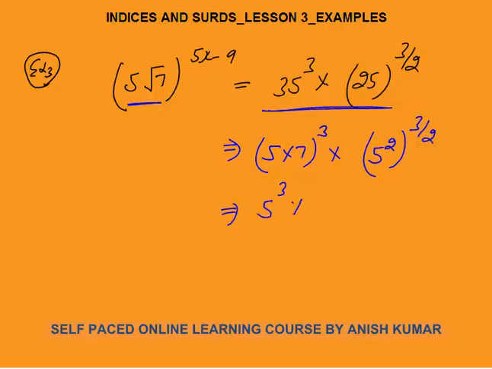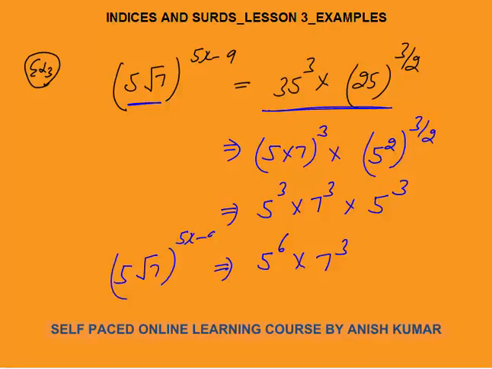This becomes 5 power 3, 7 power 3, 5. This power will get multiplied: 2 into 3 by 2. This becomes 5 power 3. So this becomes 5 power 6 into 7 power 3. And 5 root 7 power 5x minus 9 is as it is.